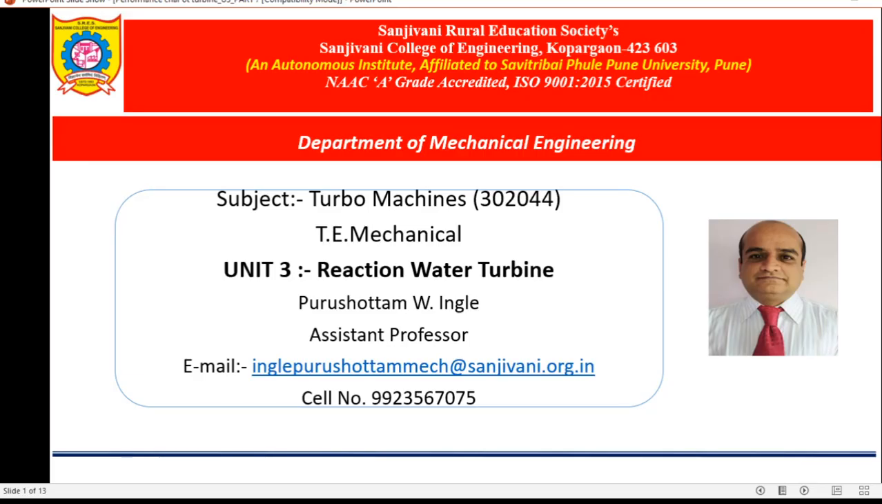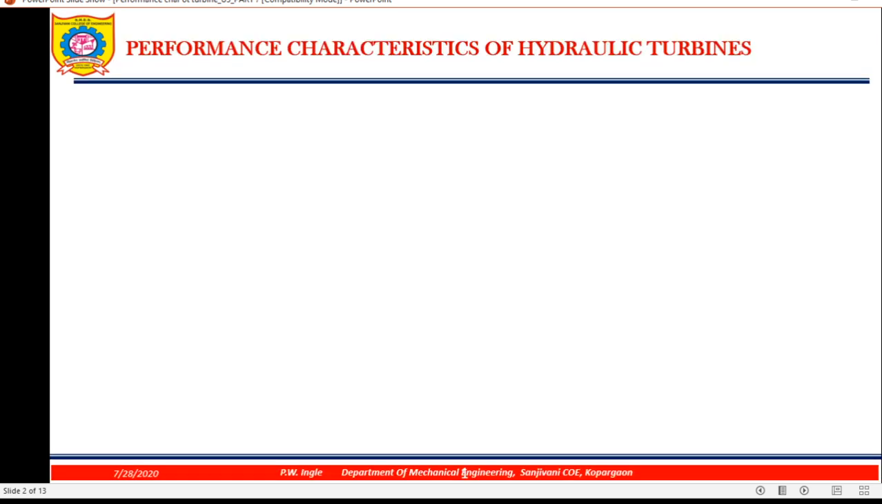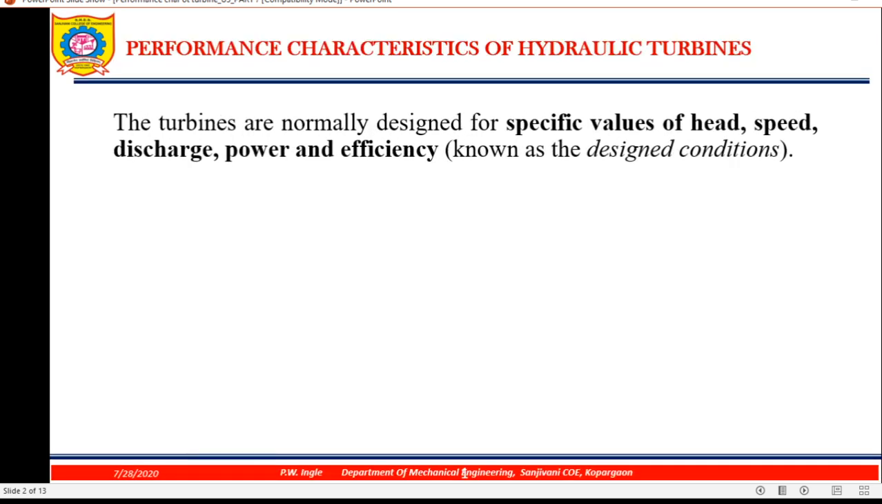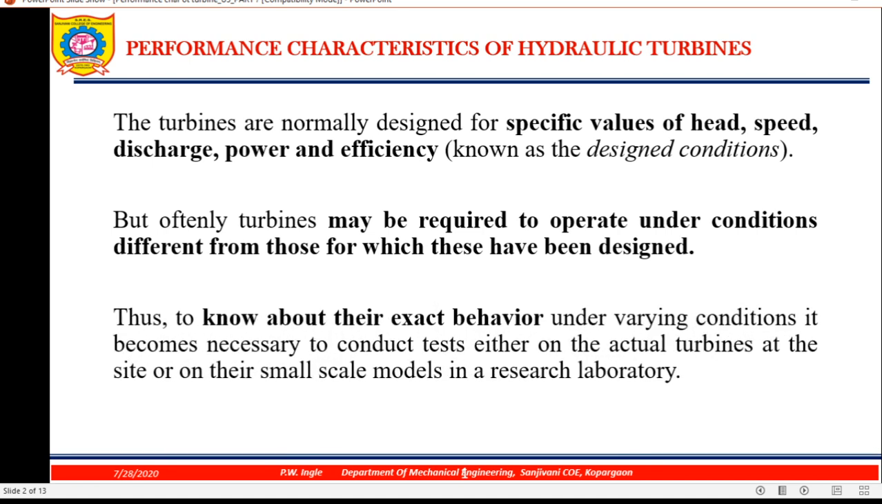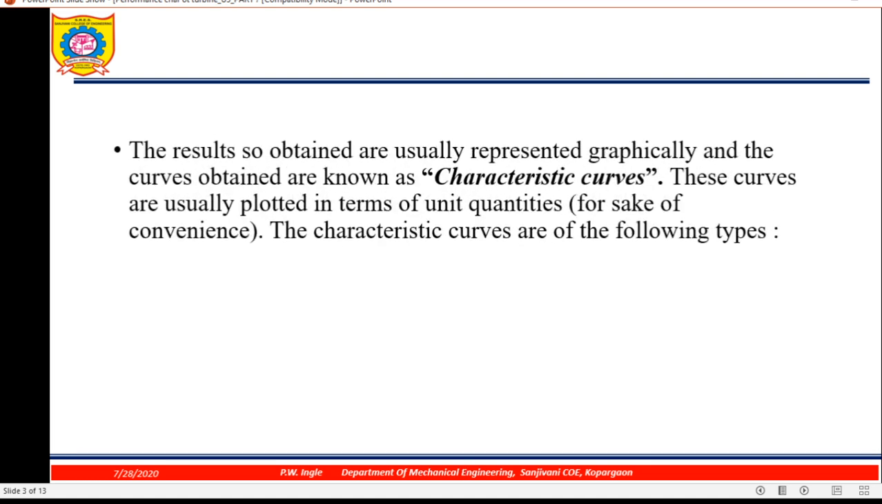Now today we will discuss the performance characteristics of a hydraulic turbine. Turbines are normally designed for specific values of head, speed, discharge, power and efficiency, and these are known as design conditions. But normally the turbines may be required to operate under conditions which are different from those design conditions. So to know about their exact behavior under various conditions, we have to conduct tests on the actual turbines, correct? Whatever result we obtain is presented in the form of graphs, and those graphs are nothing but characteristic curves.